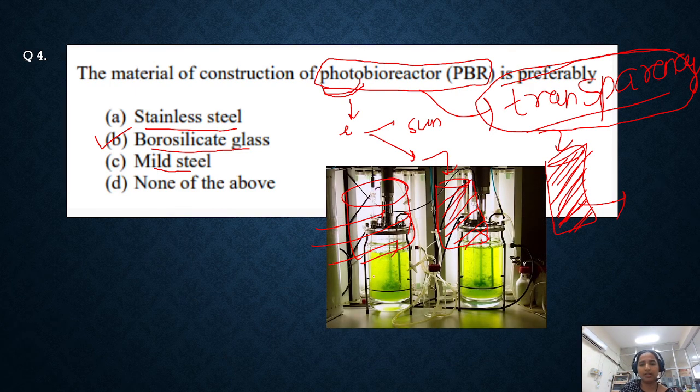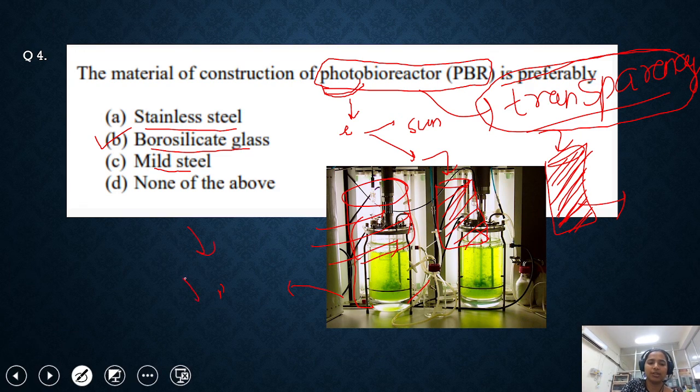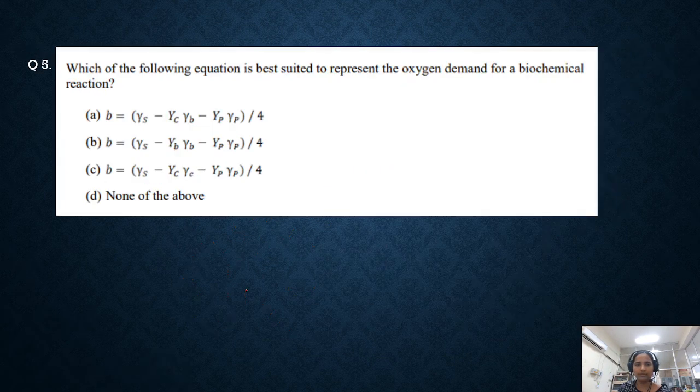These are the examples which we use at lab scale. Even these kinds of bioreactors are used at an industrial scale for making biofuel and some pharmaceutical components. You can see that it is mainly made up of glass so that it can pass the light. We can also use plastic, if it is transparent. So the answer to this question is B. Coming to the next question.